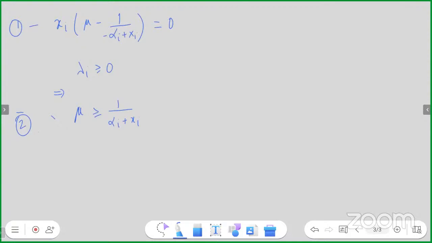So suppose mu is less than 1 by alpha. When is this possible? I know that mu is greater than this total. When is this possible? Only if xi is strictly greater than 0. Otherwise, it's not possible. That much we can conclude. But if xi is greater than 0, what will the equation tell you? That mu is exactly equal to this.